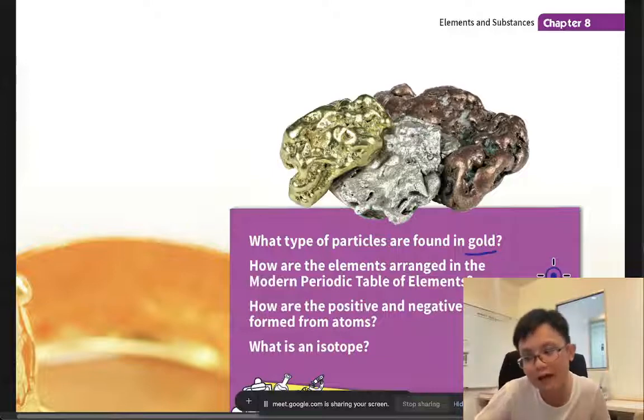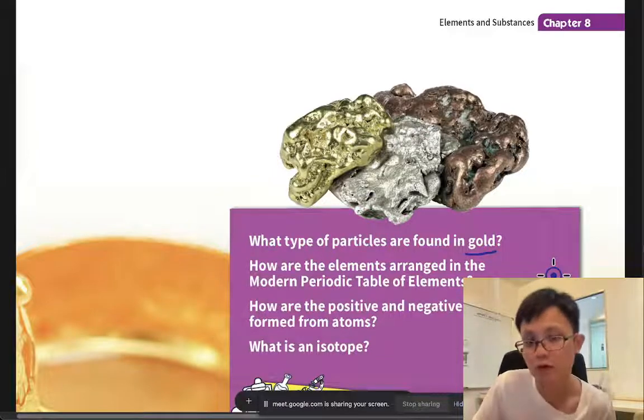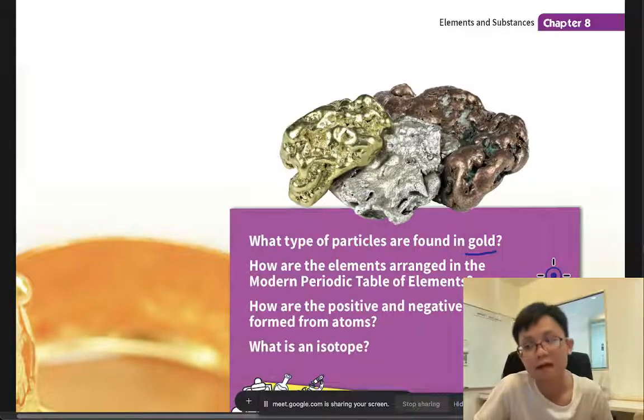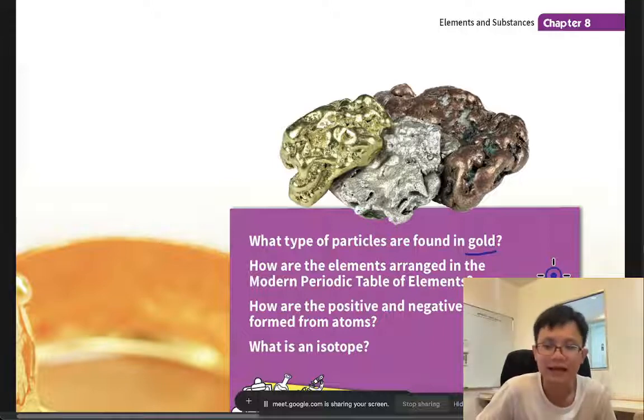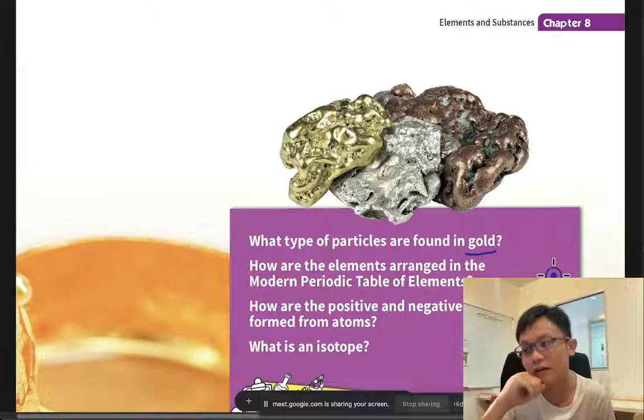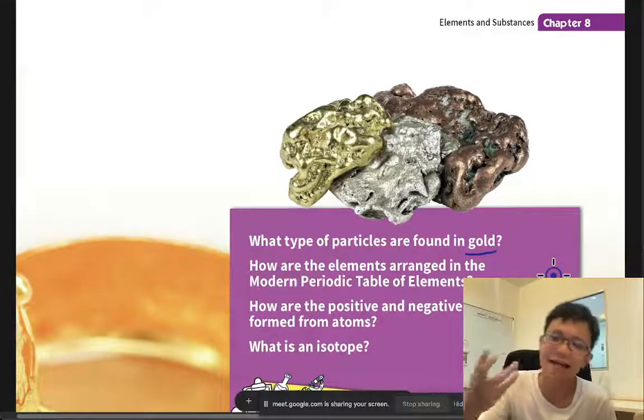And who doesn't like gold? If you don't like gold, please give it to me, because I like gold. Gold is a very special element, because gold does not rust. It's not reactive. It is shiny and it's difficult to find. Something that is difficult to find, we think it has value.